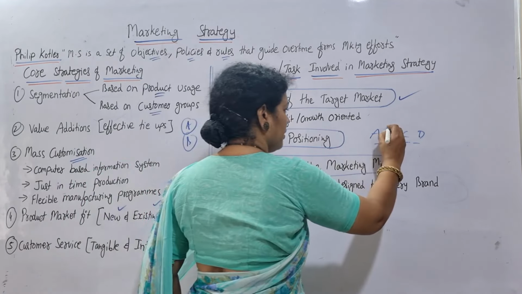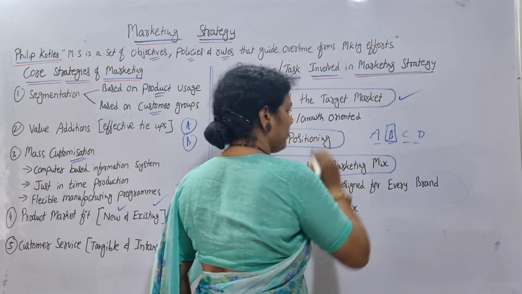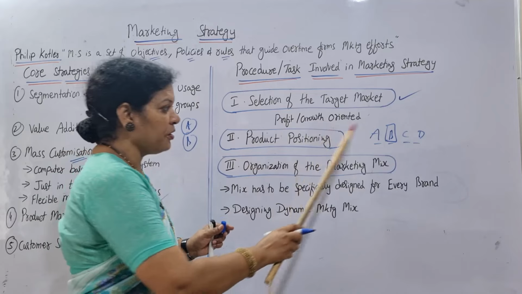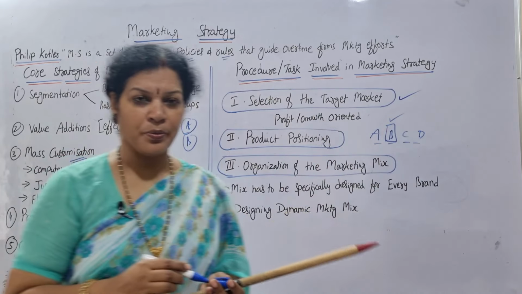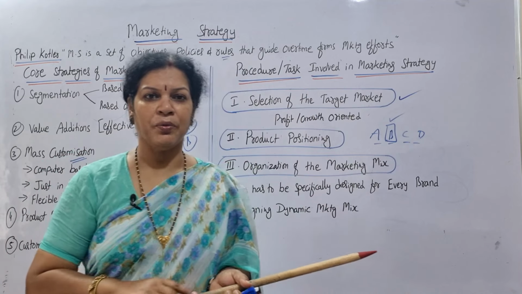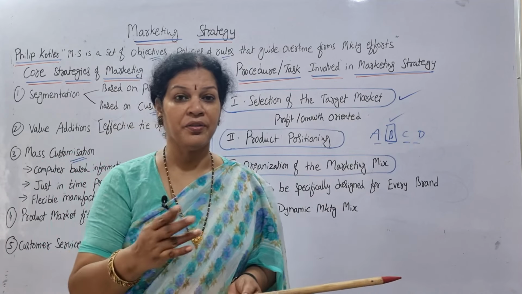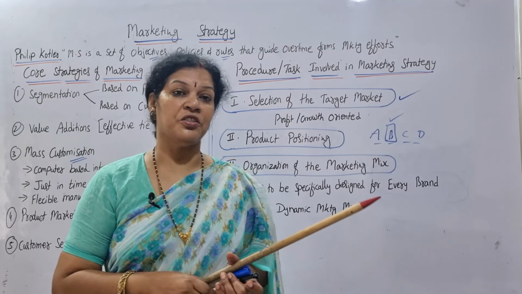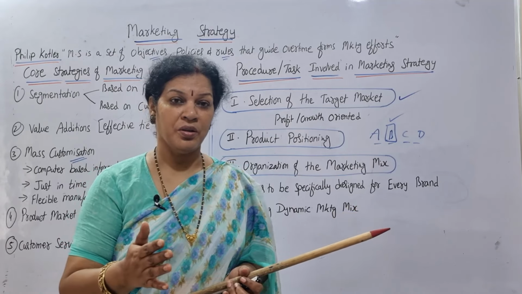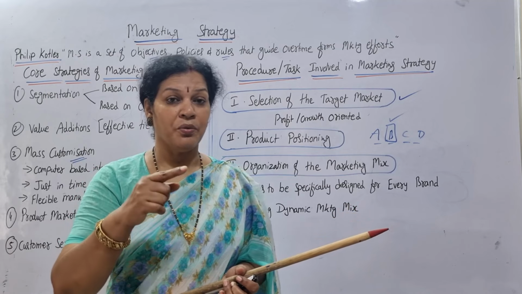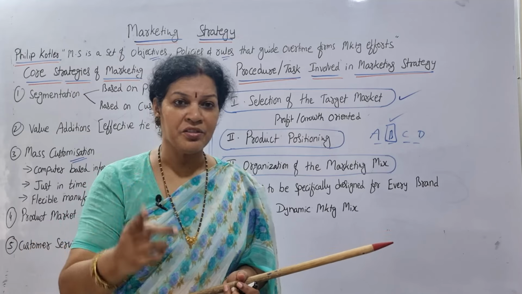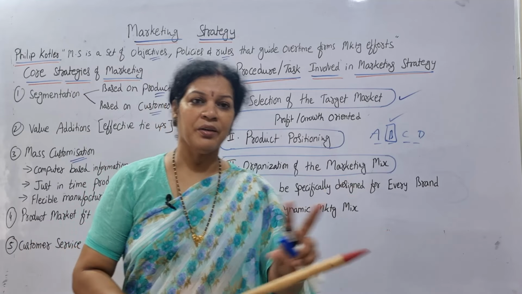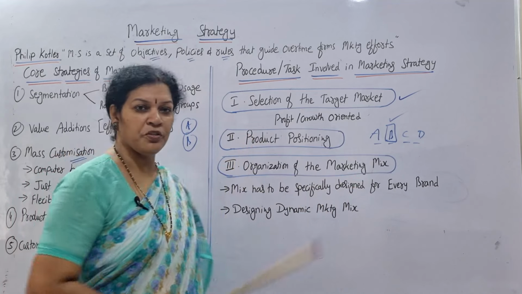Suppose, let's focus on product B. Product positioning, we are focusing on product B. So how is this product? First of all, we'll focus on the quality of the product. Then after that, how to launch this product. If it is new, how to launch, when to launch, where to launch, and how to make awareness of that product. Everything comes under this product positioning.